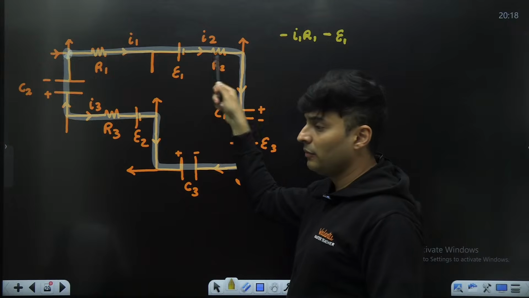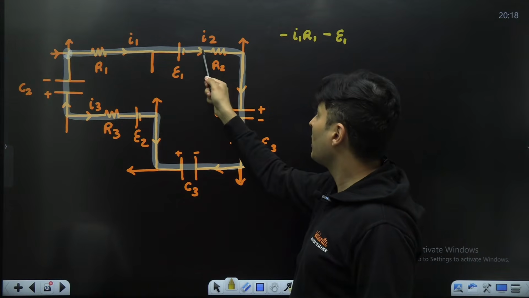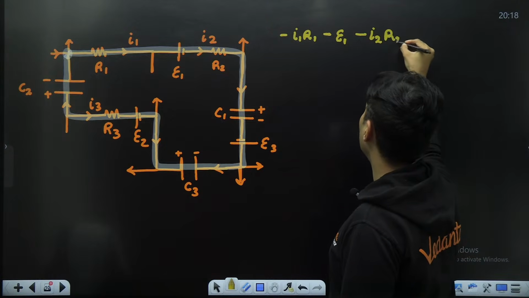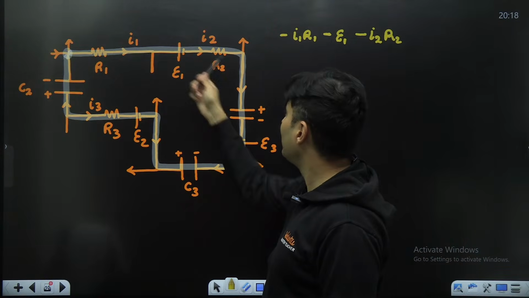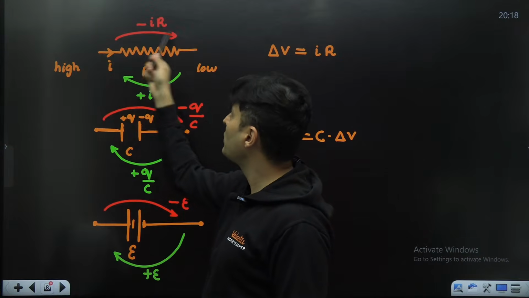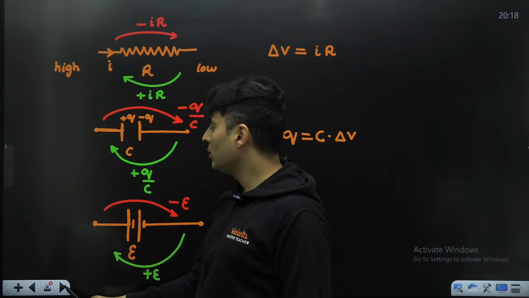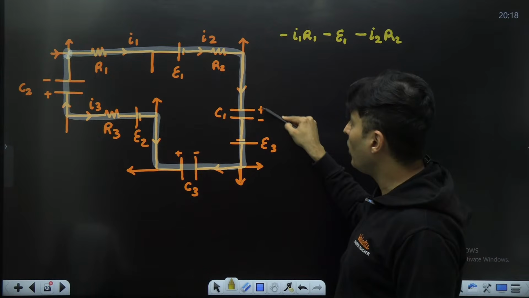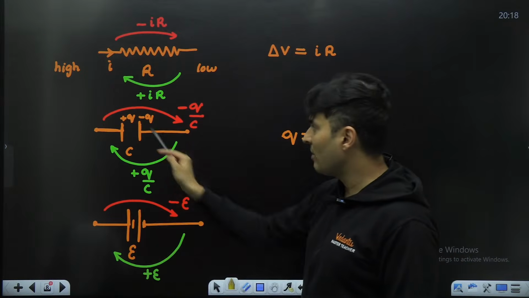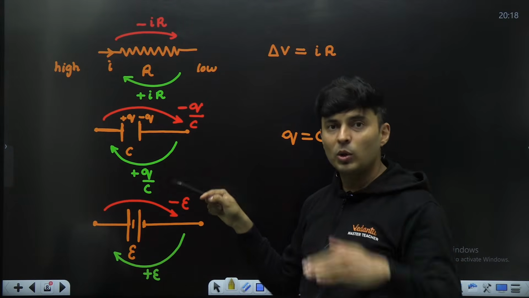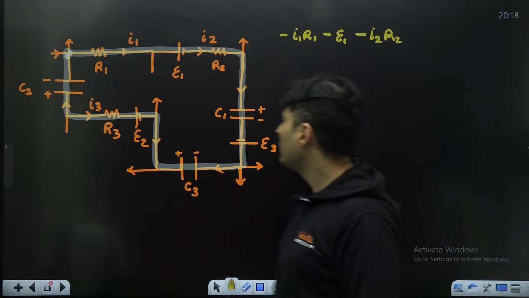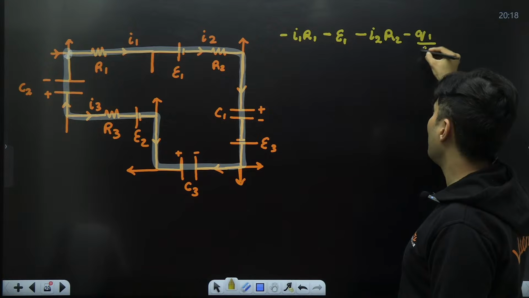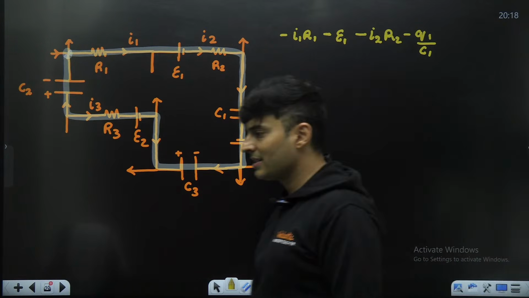Again, I encounter a resistor. For a resistor, the formula is IR: current into resistance, I2 into R2. So minus I2 R2. Why minus? Because I'm going from high to low, and in the direction of the current, the voltage will always drop. Then I see a capacitor, going from positive to negative, obviously high to low, so it's a degrade: negative Q by C. Here the charge is Q1, so minus Q1 by C1. Everybody fine till this point?